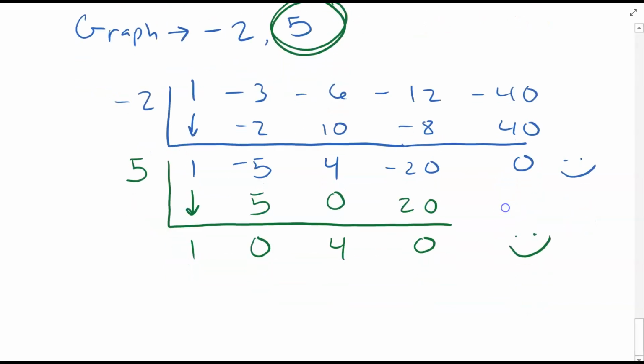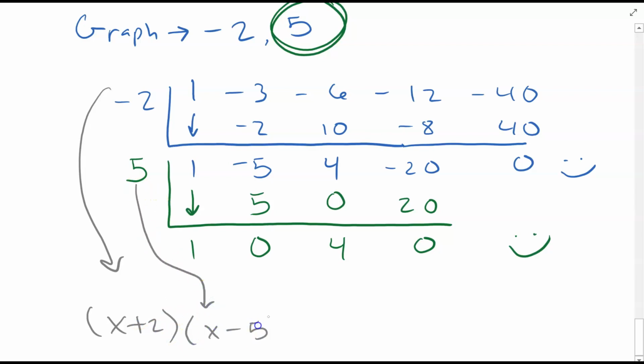All right, so let's write down what we have so far. From the -2, we have the factor x plus 2. From the +5, we have the factor x minus 5. From this stuff, we have the factor x squared plus 4. Everybody's okay there? Okay.